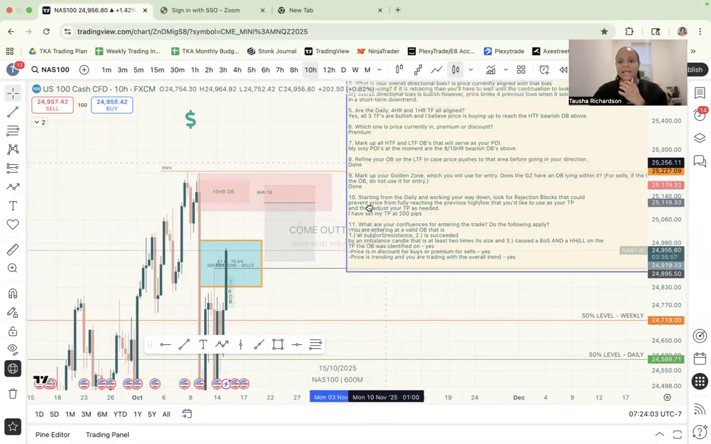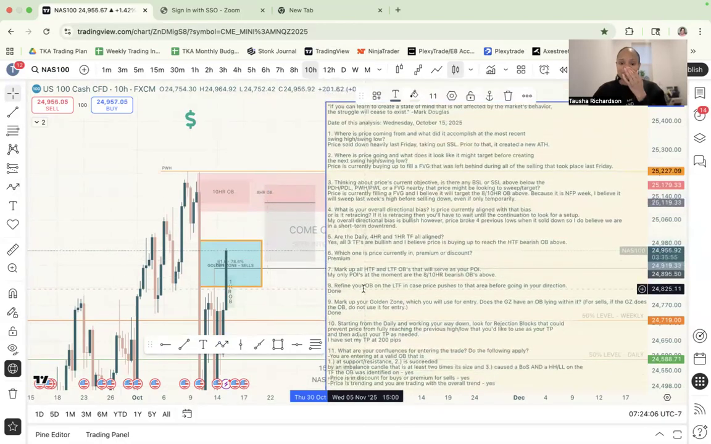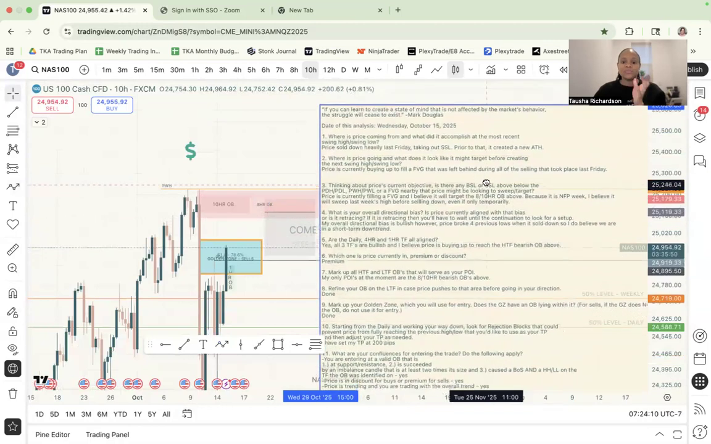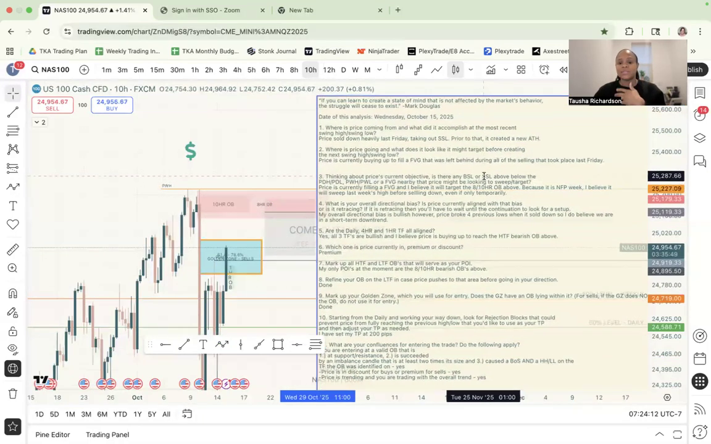Okay, so that is my analysis for this setup. I really hope that helps you all see the market a little more clearly and understand the logic behind this trade setup.